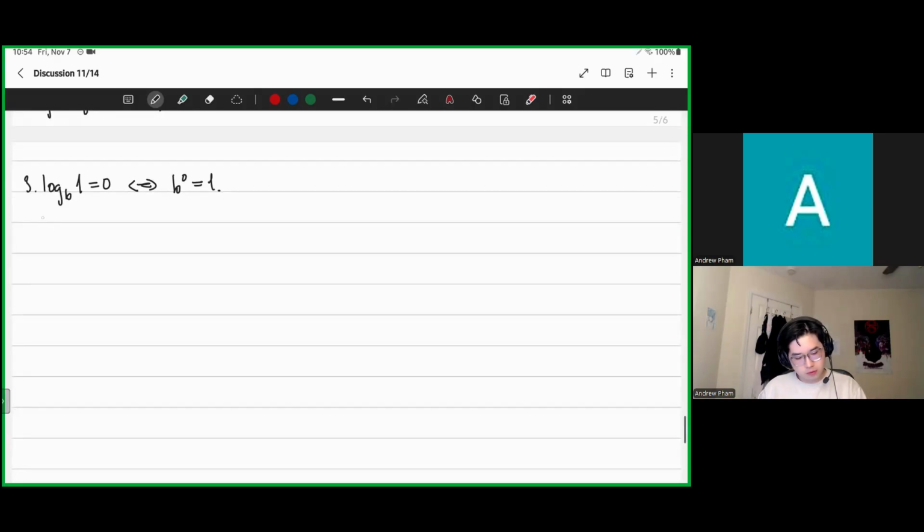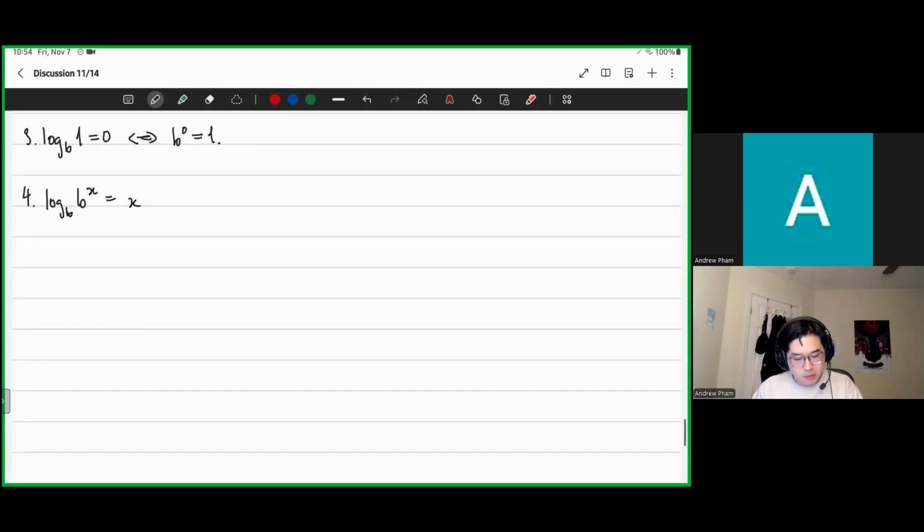Okay. 4. Log base b of b to the x is equal to x. Okay. This goes back to the notion that the logarithm and the exponential are inverses of each other. By first principles, the logarithm is the inverse of an exponential. It's its main function. So if you want to think about it, log base b and b cancel, just leaving you the x. Okay? Similarly, if I have b to the log base b of x, the log base b and the b cancel, just leaving you x.